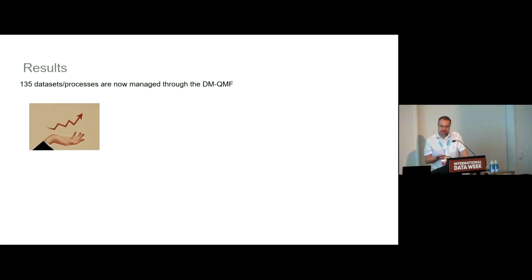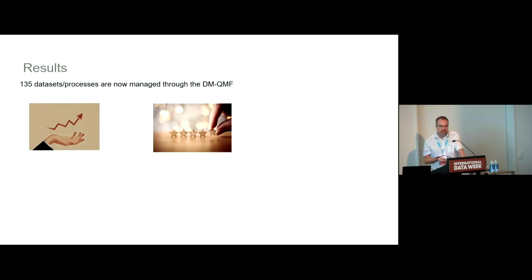I'll go through the results quickly. So we have 135 data sets and data processes under the QMF. Generally, we've seen improvements in terms of making things better, improving our processes. Our customers are happier because we're able to give them more confidence about our processes. We've identified areas of risk, particularly where there's a single point of failure, where there's one person who's doing the whole system. So we've at least been able to identify those areas.